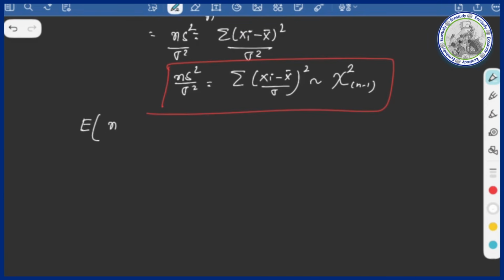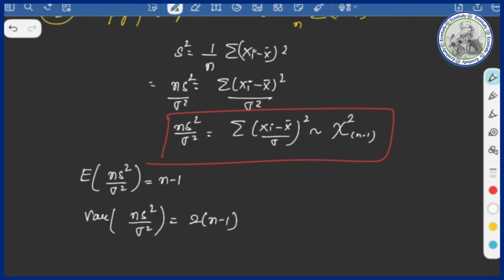Then what will be the mean? The expectation of n s square upon sigma square is n minus 1. And what will be the variance? The variance is 2(n minus 1). So always remember that n times the sample variance divided by sigma square is equal to chi-square with n minus 1 degrees of freedom. Okay, so this is all for the chi-square. Now we will move to the t distribution.